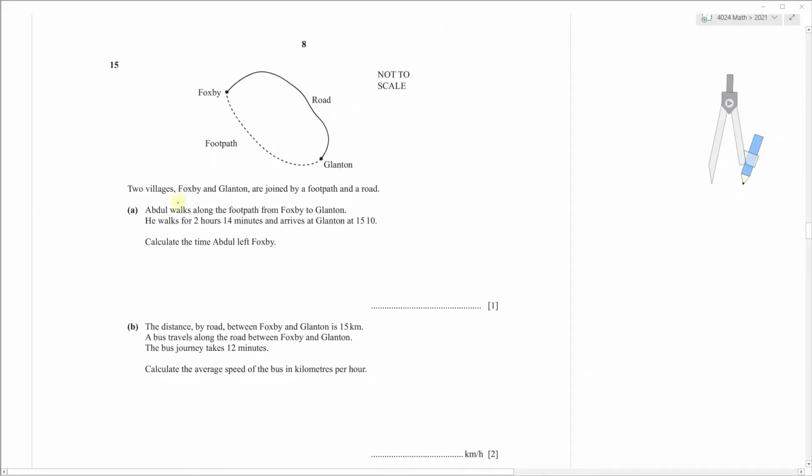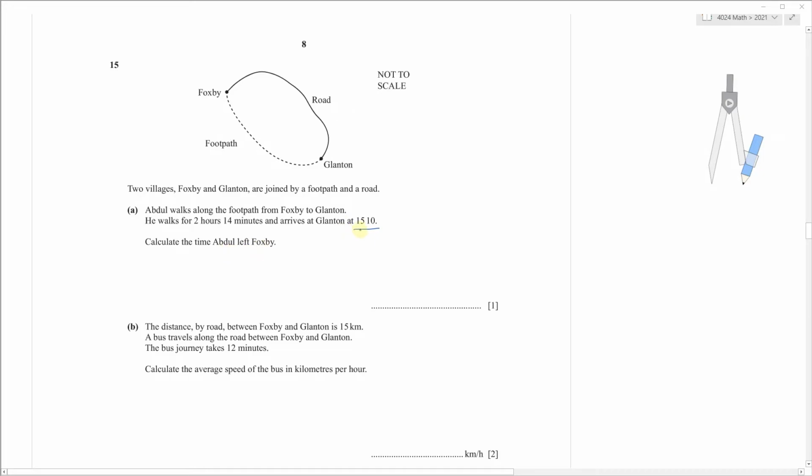Question number 15. Two villages, Foxby and Glanton, are joined by a footpath and by a road. Part A: Abdul walks along the footpath from Foxby to Glanton. He walks for 2 hours and 14 minutes and arrives at Glanton at 15:10. So this is in 24-hour clock. Calculate the time Abdul left Foxby.